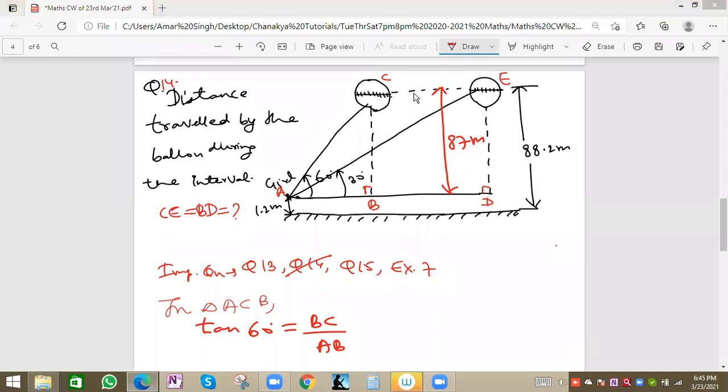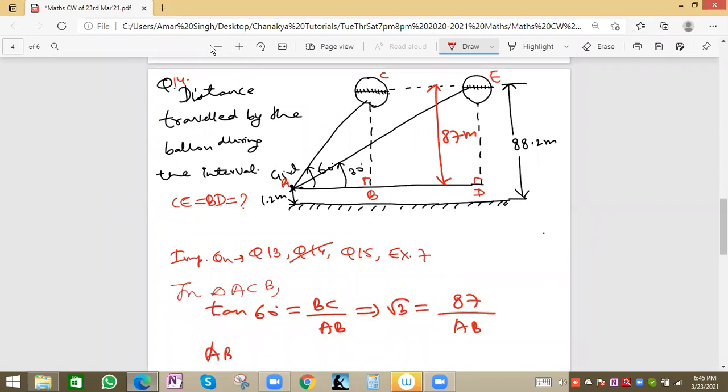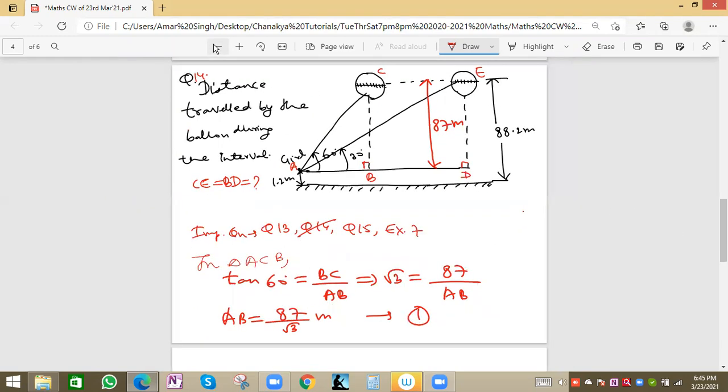Bhavya, your answer seems correct. We'll see what the answer is. So tan 60 is root 3, and BC will be 87, because 88.2 minus 1.2 is 87, divided by AB value, and from this we get the AB value. So AB will be 87 by root 3 meter. That is equation 1, because we have to find the value of BD, not AB, but that will be helpful here.